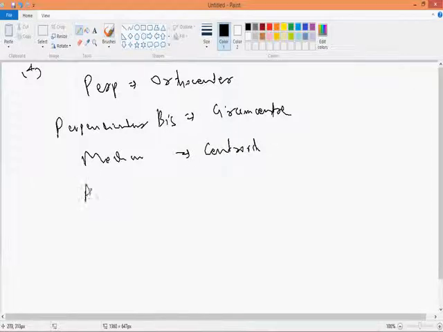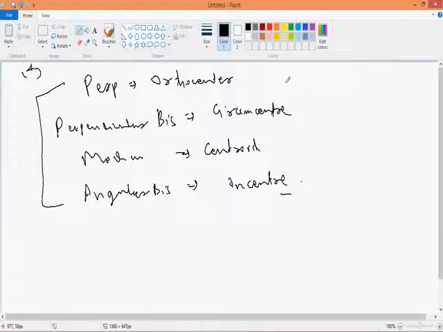And whenever angular bisectors are drawn, they are going to meet at the incenter. These things you have to remember. When it is an equilateral triangle, the orthocenter, the circumcenter, the centroid and the incenter all coincide. So in an equilateral triangle, orthocenter, circumcenter, centroid and incenter are the same point. But in case of perpendiculars, they meet at the orthocenter. In case of perpendicular bisectors, at the circumcenter. In case of medians, at the centroid. And in case of angular bisectors, at the incenter.